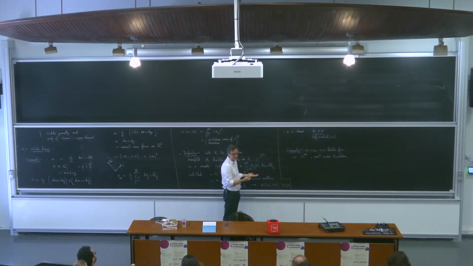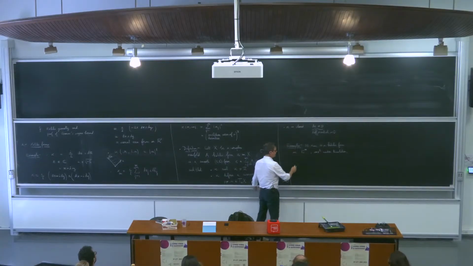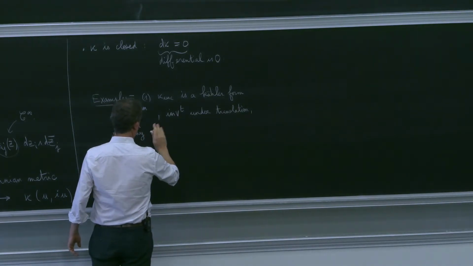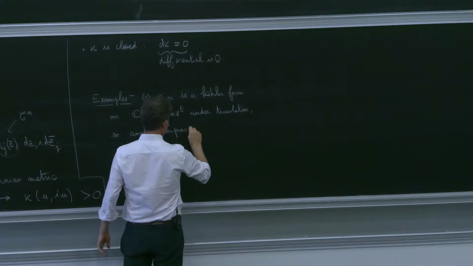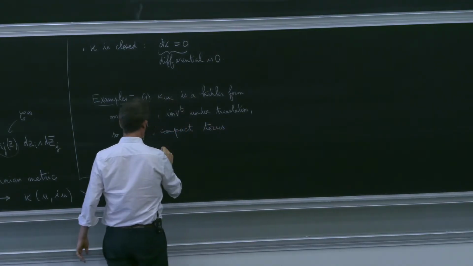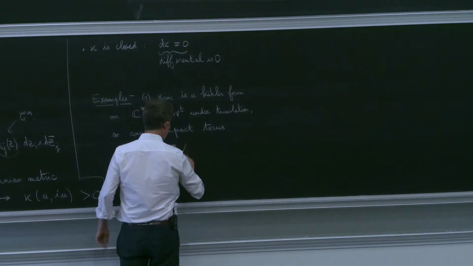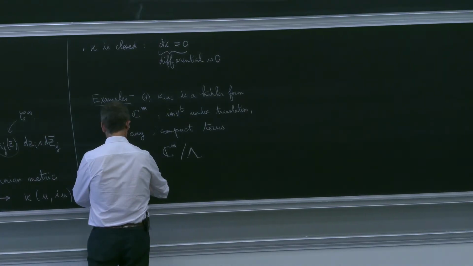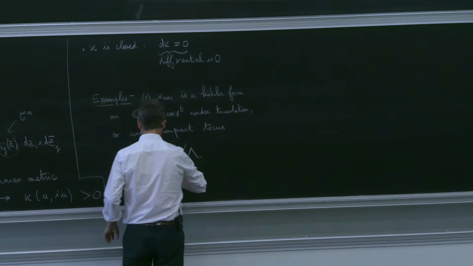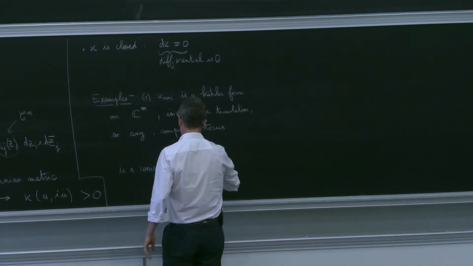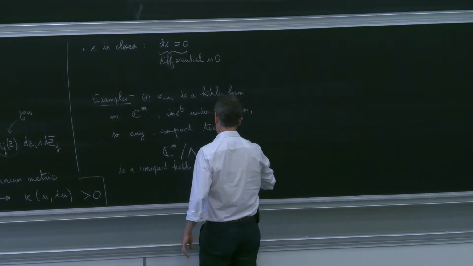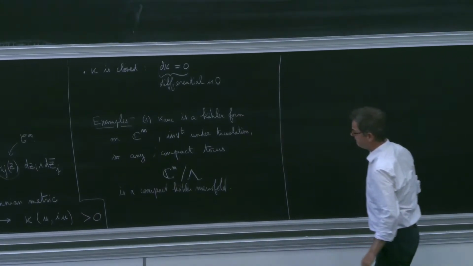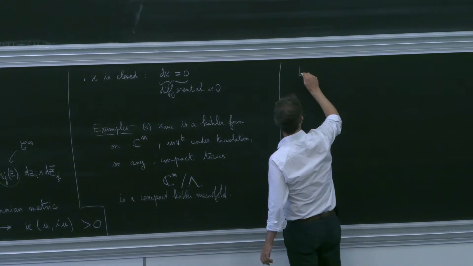Since it's invariant under translation, I can induce this form when I take a quotient of C^m by a lattice. So if I take C^m and I divide by a lattice lambda, then I get a Kähler manifold. So it's a compact Kähler manifold. The second example is the Fubini-Study metric.